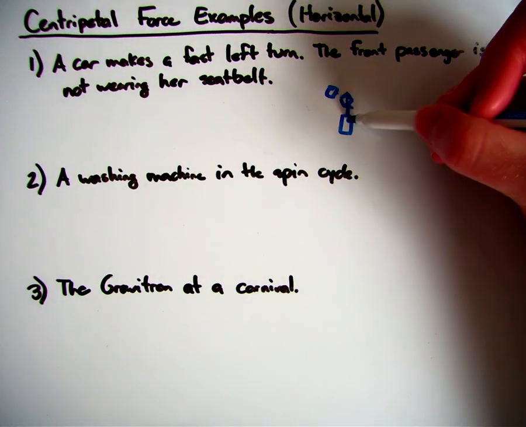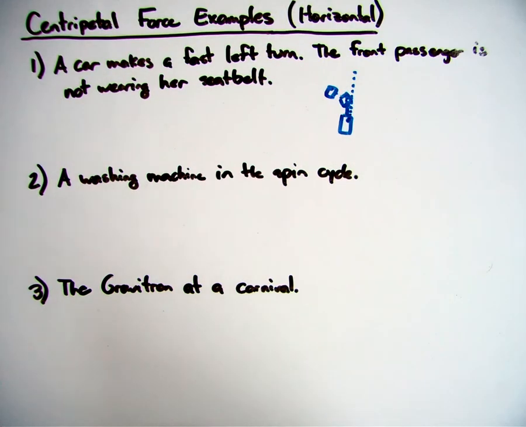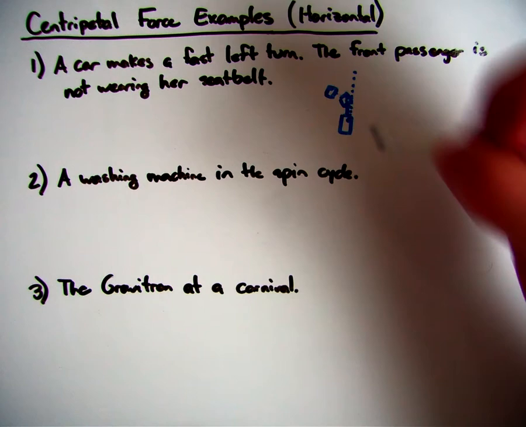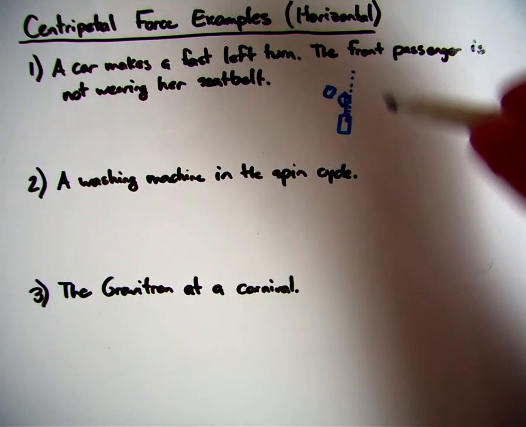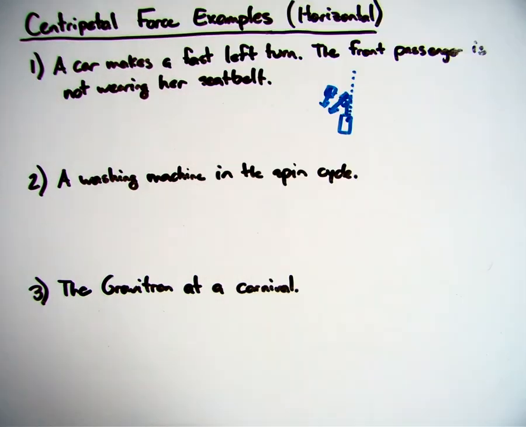So if you're right here, you want to keep going straight, but you can't keep going straight because the car's door is pushing on you, and the car's door is an inward force that's keeping you moving in a circle. So it's actually the door in the car in this case that's causing that circular motion on the passenger.